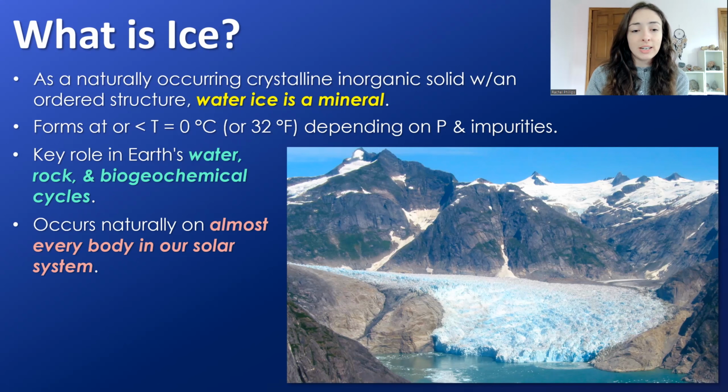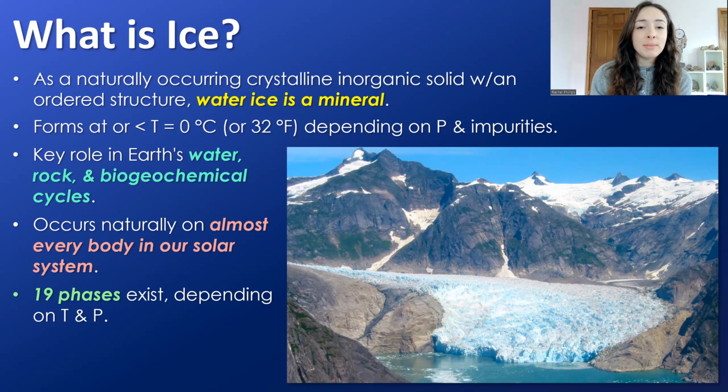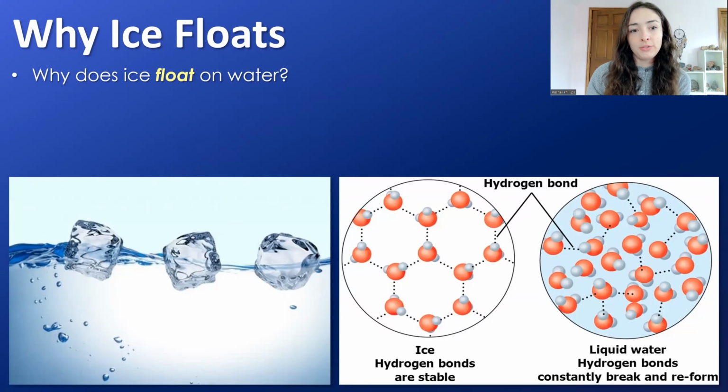Ice occurs naturally on almost every single body in our solar system, and as I mentioned earlier, at least 19 phases exist depending on different temperature and pressure conditions. But before we talk about these different phases, let's talk a little bit about the ice that we know and some of its properties that we're familiar with. For example, ice floats. What's up with that?